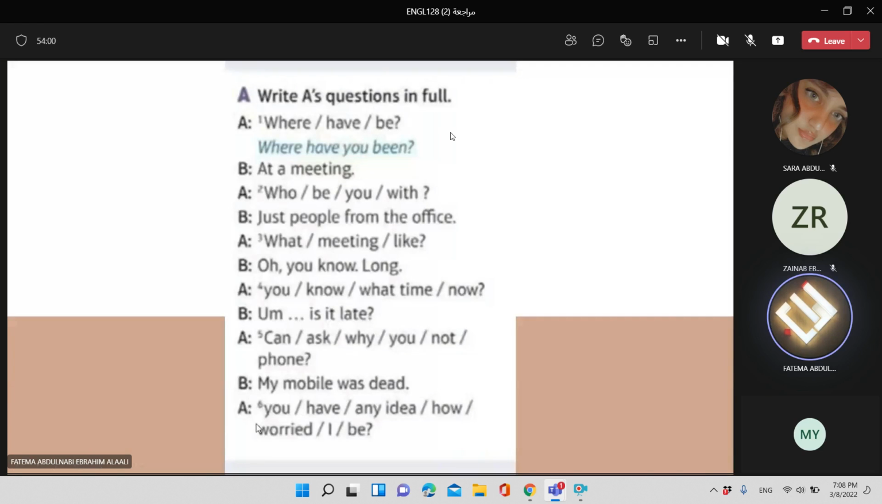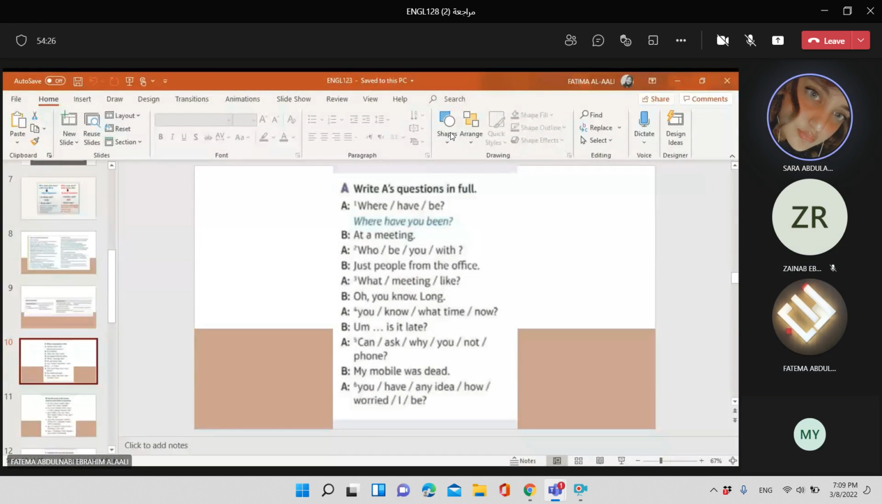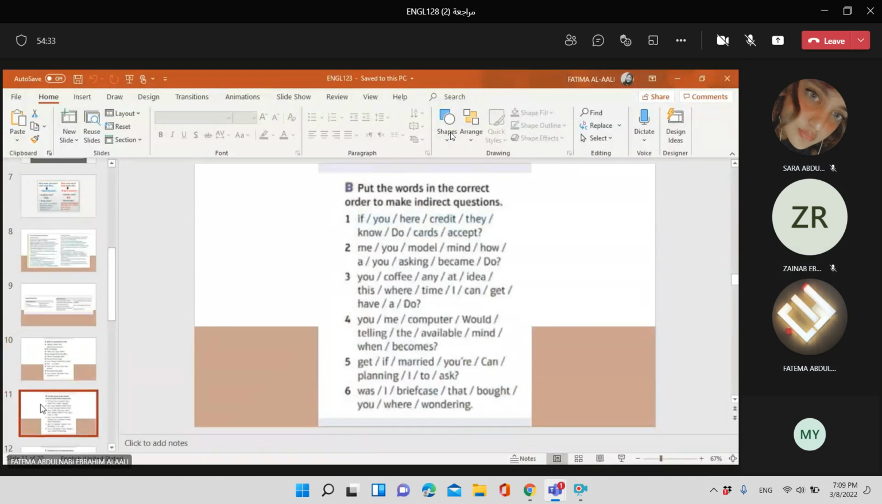Number 6, "Do you have any idea how worried I was?" So, have you any idea how worried I was? Okay? This is how to form this question from these words. Was this question clear? Yes, actually. Okay. Moving to the next exercise.